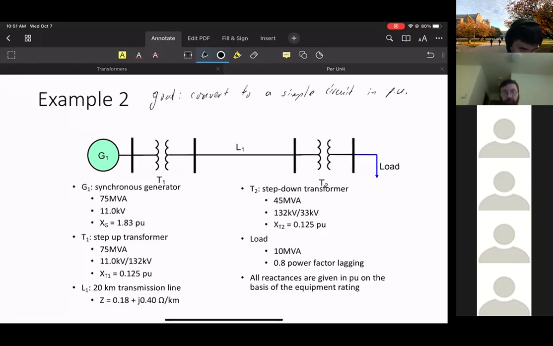What you see as a generator will give you this sort of data: base power, terminal voltage, and the synchronous reactance in per unit terms. The transformer will give you the base power, the rated voltage on each side, and the synchronous reactance for the transformer. The step down transformer will also be given this way, and we have a load.